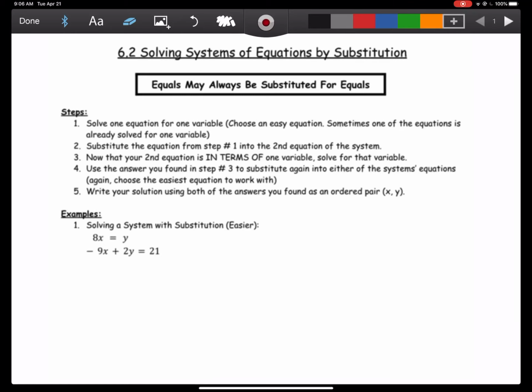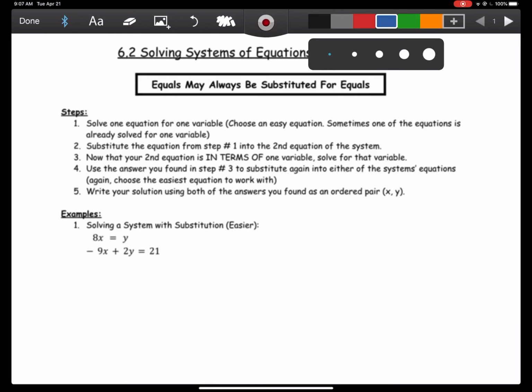This is Notes for 6.2 Solving Systems of Equations by Substitution. So, substitution is just one method used to solve systems of equations. The other methods are graphing and the elimination method. Graphing is where we find the point of intersection on a graph. Substitution is where we find the point of intersection by algebraic means, by substituting one part of an equation into the other equation. And elimination we're going to get to in the coming sections.